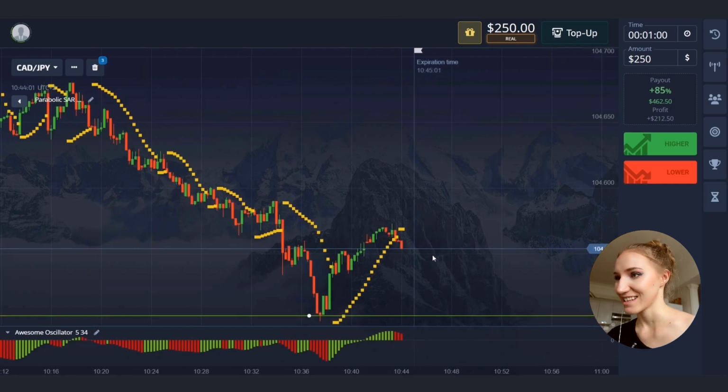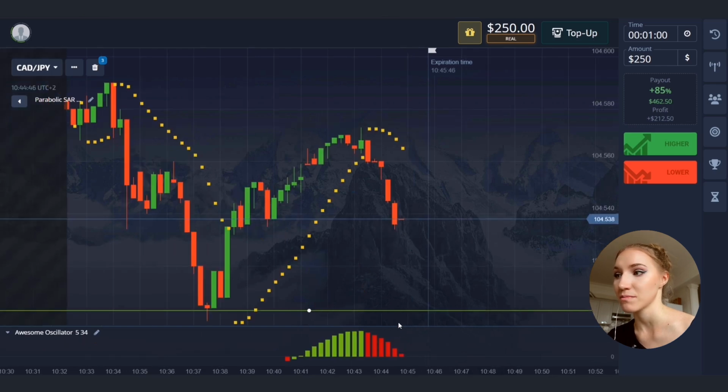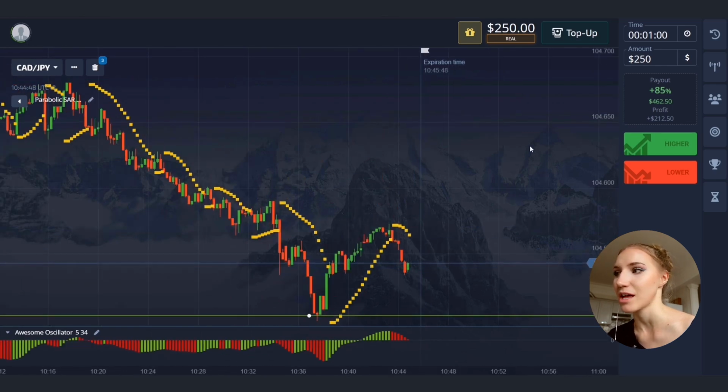So here we can see a very good downtrend. The price touched the support level, then bounced from it up. After this, the price reversed and is moving down. So there are yellow dots above the chart and the red histogram appearing. So this situation signals that the decrease in volumes is growing and the price is gonna move down.